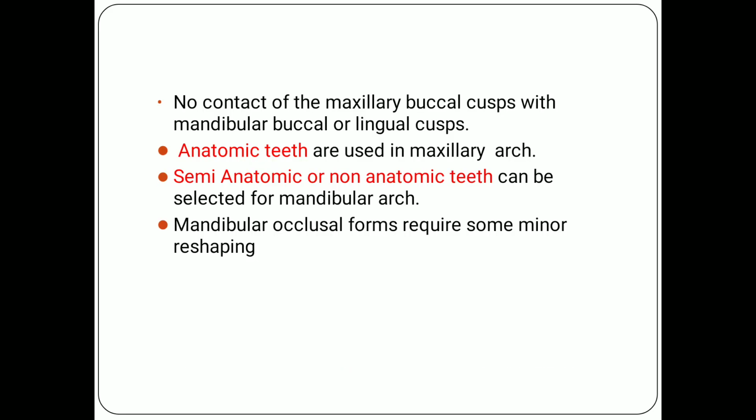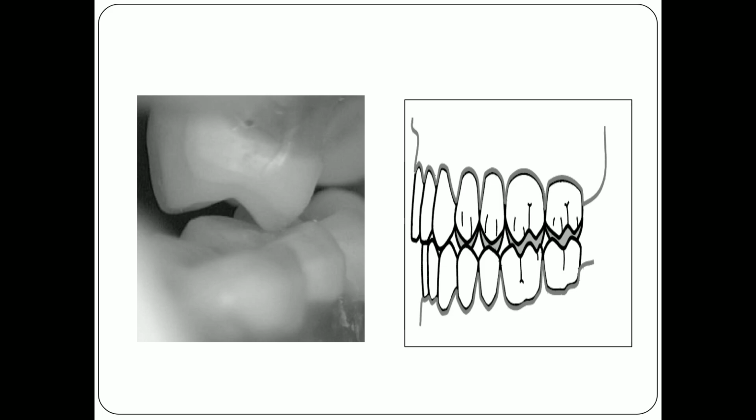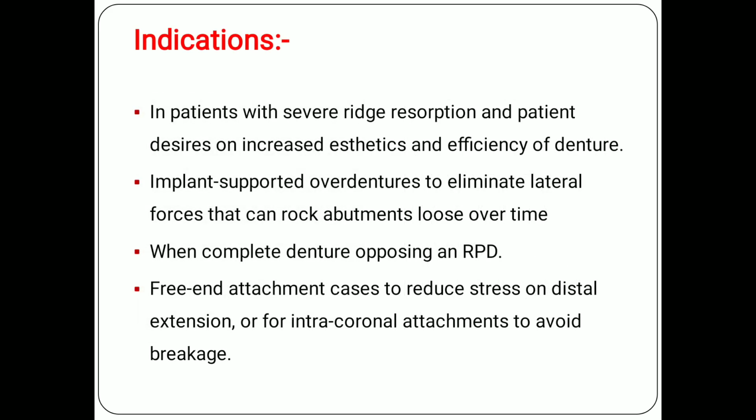Right? For the requirement for this, anatomic teeth are used in maxillary arch. Semi-anatomic or non-anatomic teeth can be selected for mandibular arch. So like this, in the pictures you can see where it is indicated: when complete denture is opposing an RPD, when implant supported overdentures are planned, and in patients with severe ridge resorption.